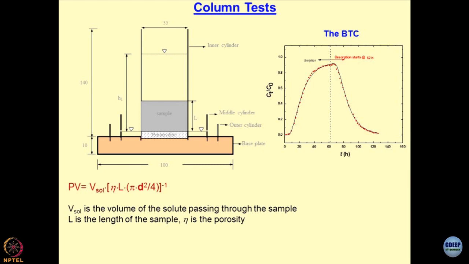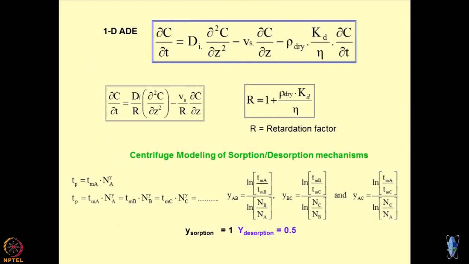And what we have done is, we have used this information to solve the one dimensional ADE. This is the form of the ADE, you remember: del C by del T equal to diffusion coefficient times del square C by del Z square, minus Vs into del C by del Z, minus dry density of the porous media, KD upon porosity, del C by del T. If I take this term over here, this will become del C by del T equal to Di del square C by del Z square minus V upon R del C by del Z, and 1 upon R here also, where R is equal to 1 plus rho dry density KD upon porosity.